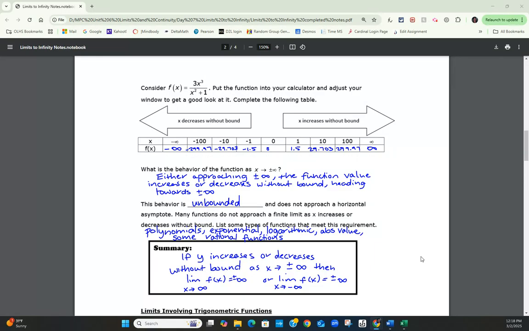So if y increases or decreases without bound as x approaches positive or negative infinity, then the limit as x goes to infinity of the function would either be positive infinity or negative infinity, and the limit as x approaches negative infinity of the function will either be positive infinity or negative infinity. A limit to infinity will not be plus or minus infinity, right? It can't go up to infinity and down to negative infinity at the same time on the same end of the same function.